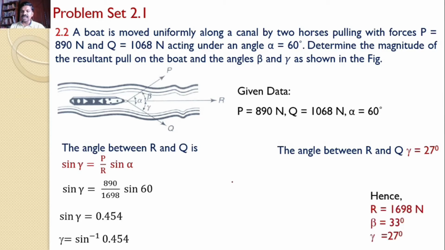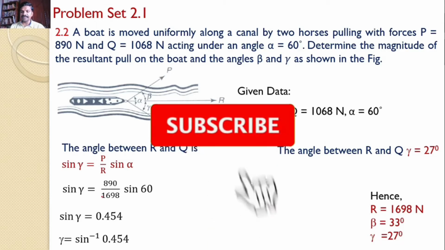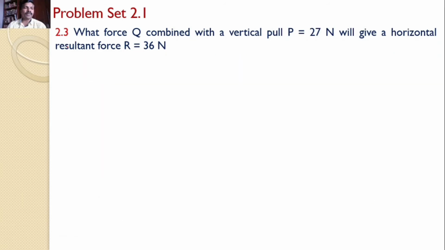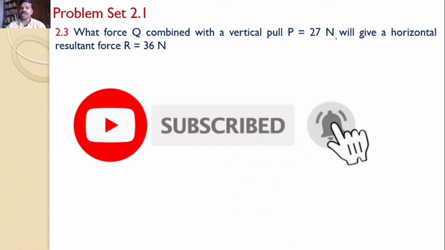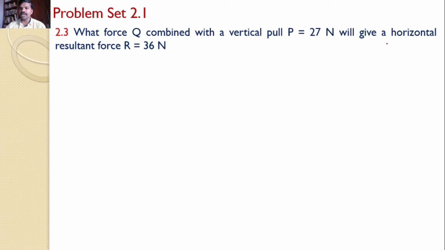Hence all answers are R is equal to 1698 newtons, beta is equal to 33 degrees and gamma is equal to 27 degrees. Problem number 2.3. What force Q combined with a vertical pull P equal to 27 newtons will give a horizontal resultant force R equal to 36 newtons.